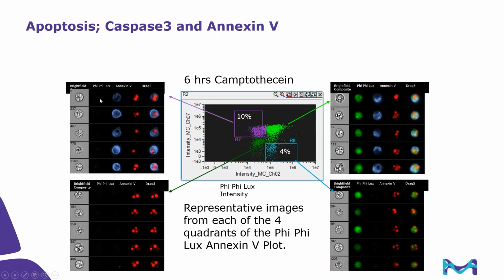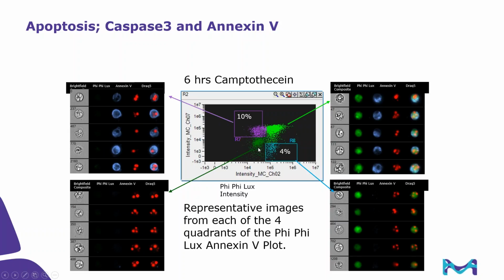And one way to explain this difference is that it's possible that caspase 3 is an early indicator of apoptosis, and that this 4% here are the early apoptotic cells, this 10% here are the late apoptotic cells, and then the vast majority of these at 6 hours, about 70%, are sort of mid-phase apoptotic.